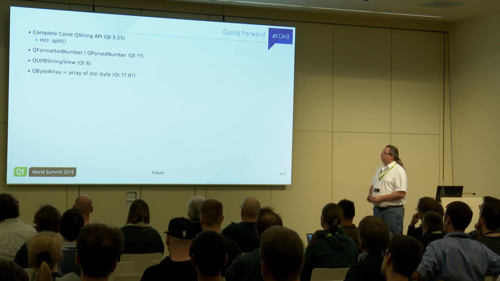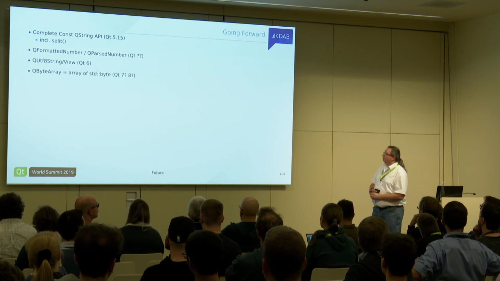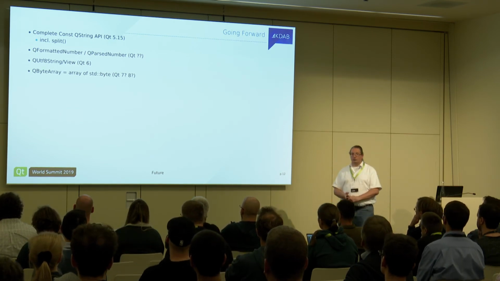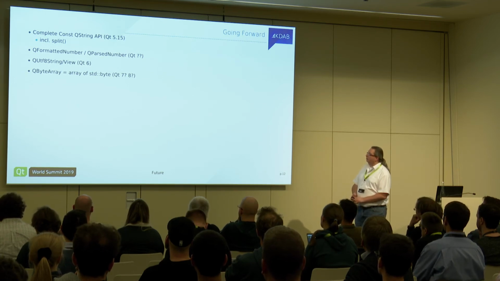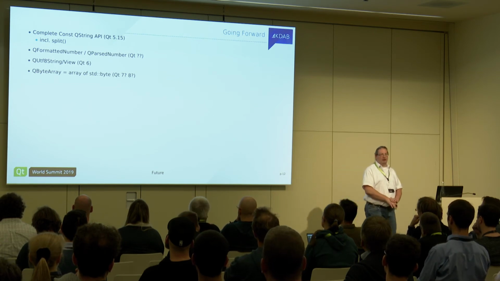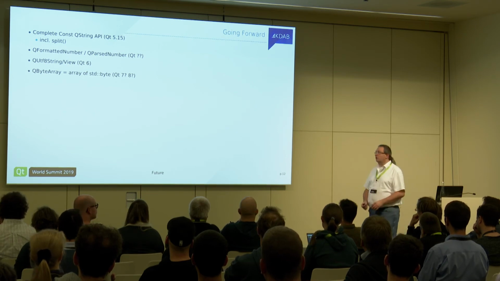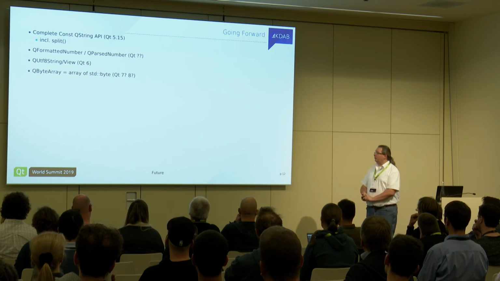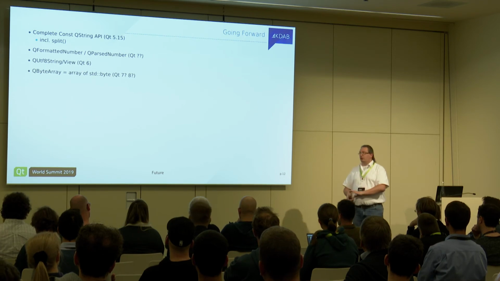Future. So the plan is to complete the const QString API, including split, for Qt 5.15. QFormattedNumber, QParsedNumber, whenever. For Qt 6, I still intend to write a QUtf8String owning and QUtf8StringView non-owning. And for Qt 7 or 8, I would really like us to get there that QByteArray is an array of bytes and not a sum string. The same thing that Python did also when they went from 2 to 3. They realized that there's a difference between a byte array and a string.